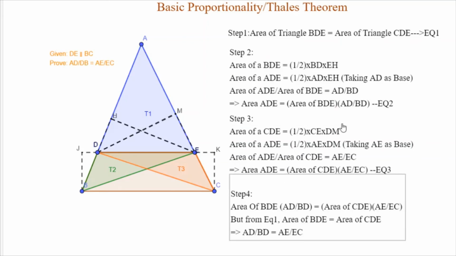Now equating 2 and 3, because both represent the area of triangle ADE, you get area of triangle BDE multiplied by the ratio of AD to BD is equal to area of CDE multiplied by the ratio of AE to EC. But from equation 1, we have already proved that area of BDE is equal to area of CDE. This implies area of BDE and area of CDE cancel out. What remains is the ratio of AD by BD is equal to AE by EC.